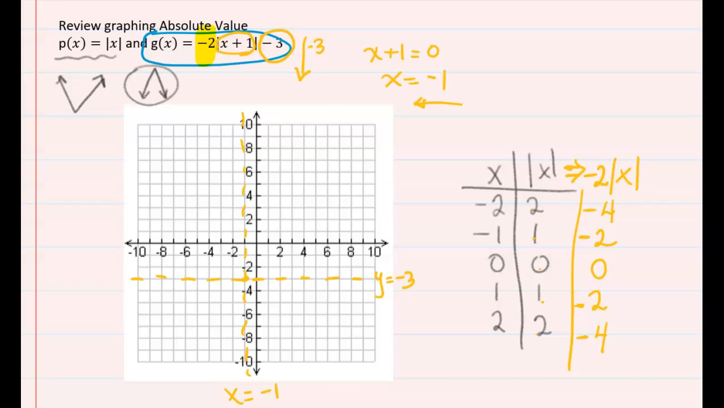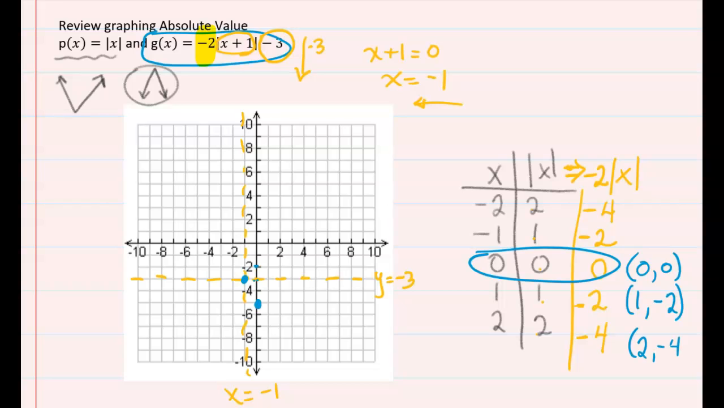So now we're ready to graph, starting at our new origin. Notice I always start out graphing the new origin, because that is actually one of my points on my graph. So then I'm going to graph the point 1, negative 2. So normally we would go over 1 and up 1, but because our y value is being multiplied by negative 2, I'm going to go over 1 to the right and down 2.